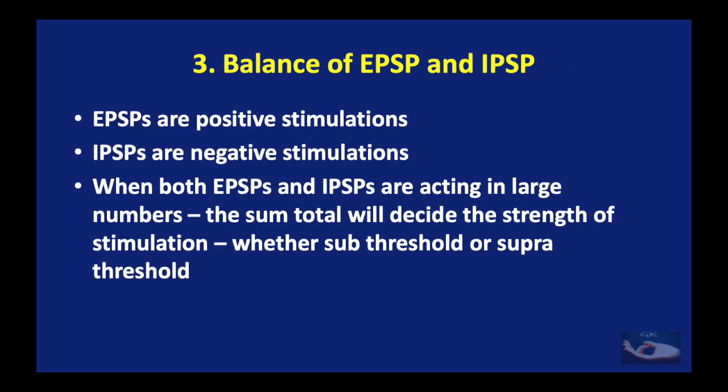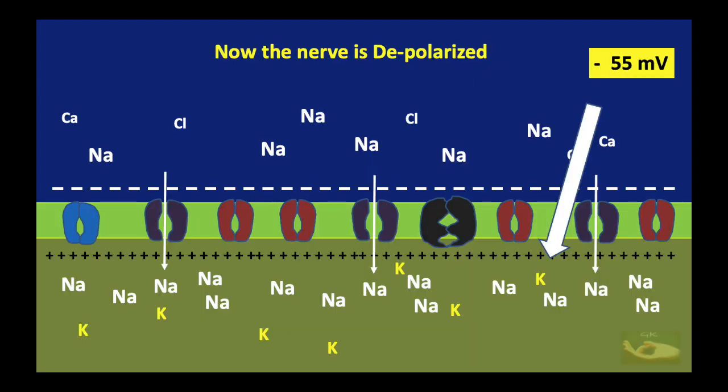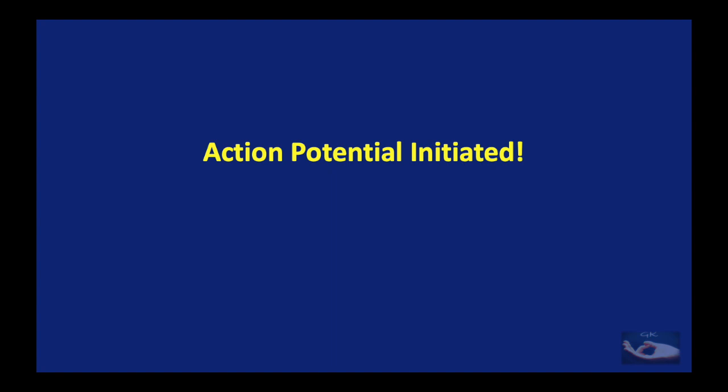We have already seen the EPSPs and the IPSPs. The EPSPs are positive stimulations while the IPSPs are negative stimulations. When both the EPSPs and the IPSPs are acting in large numbers, the sum total will decide the strength of the stimulation, whether it is sub-threshold or supra-threshold. When the depolarization reaches minus 55 millivolts, the threshold is reached and the action potential is initiated.